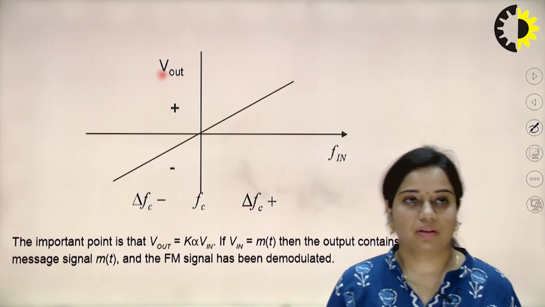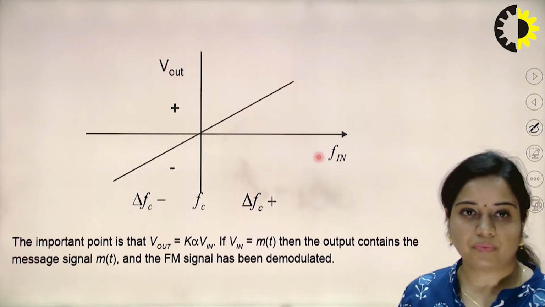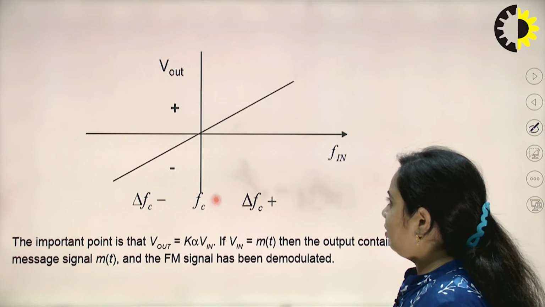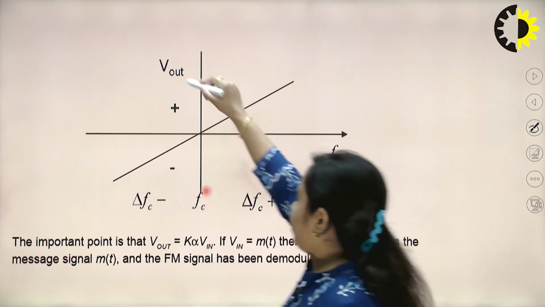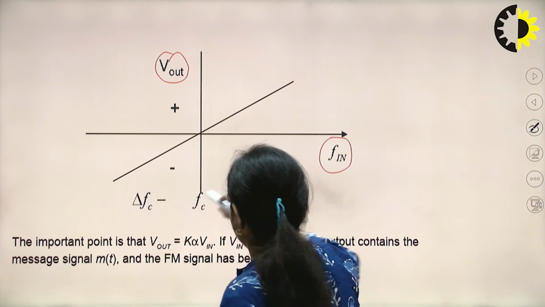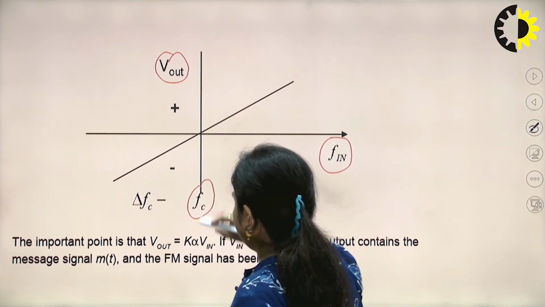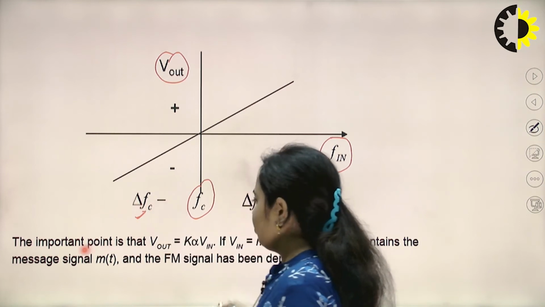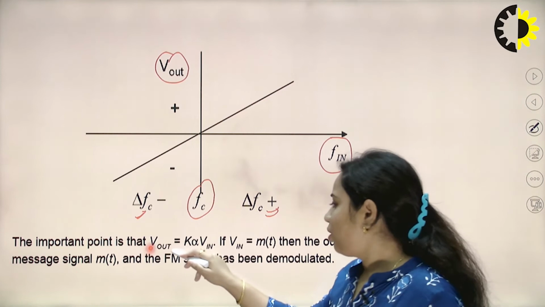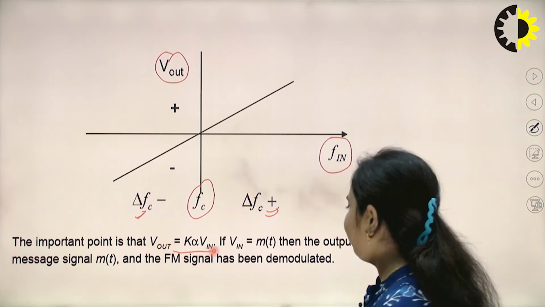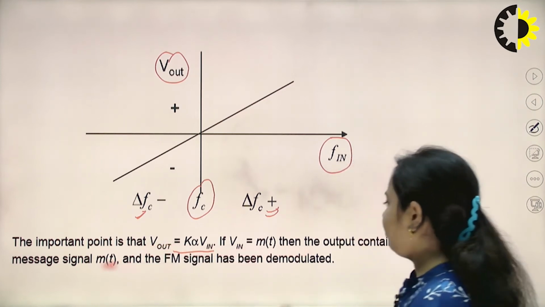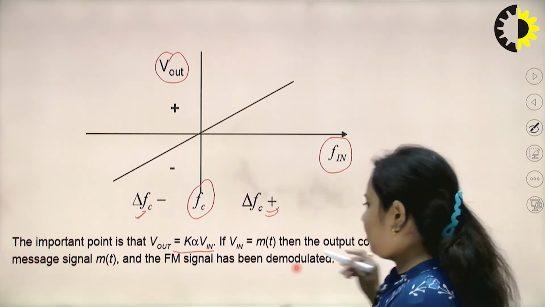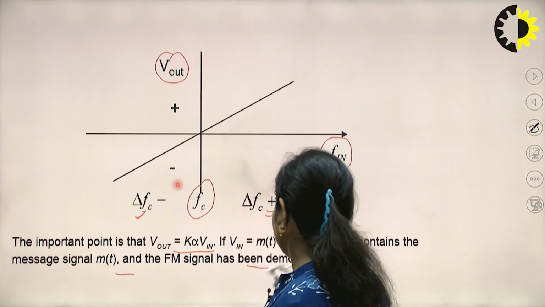Now next is this slope, this particular graph which has been drawn again between output voltage versus input frequency. Now you can see that this is the input center frequency, denoted by Fc. This is negative deviation, this is positive deviation. So the important point is that V output is equal to K alpha into V in. Now if we consider V in as m(t), that is the message signal, then the output contains the message m(t) and the FM signal has been demodulated.